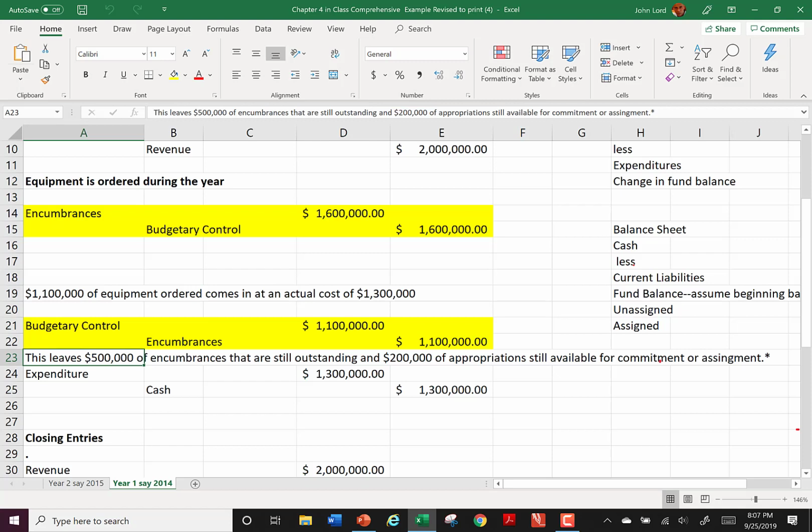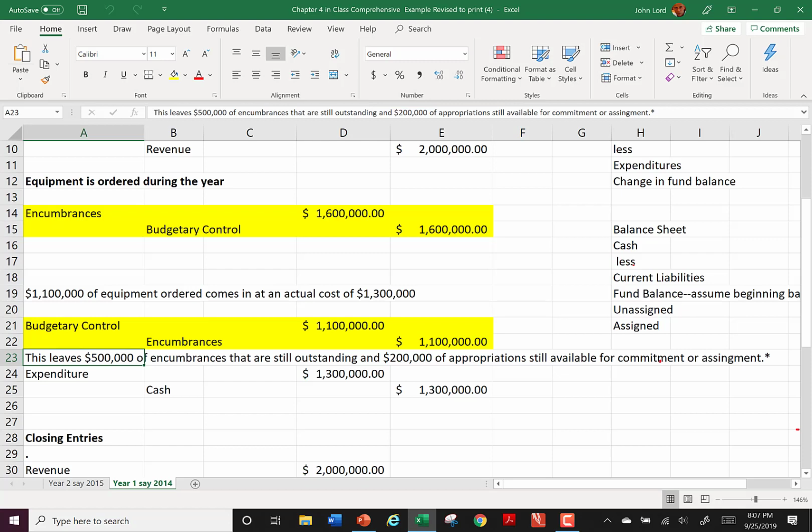Okay. So that's everything that happens during the year. Let's take a look at a couple things. I still have 500,000 of outstanding encumbrances, don't I? There's still 500,000 worth of stuff that hasn't come in, right? That I'm expecting to have a price of 500,000.